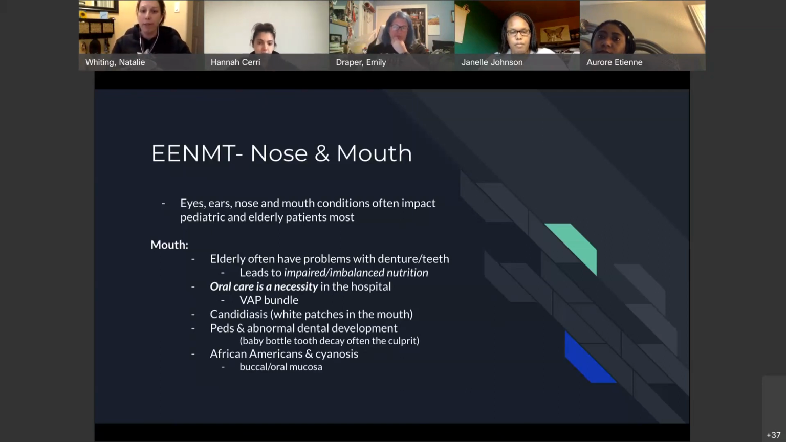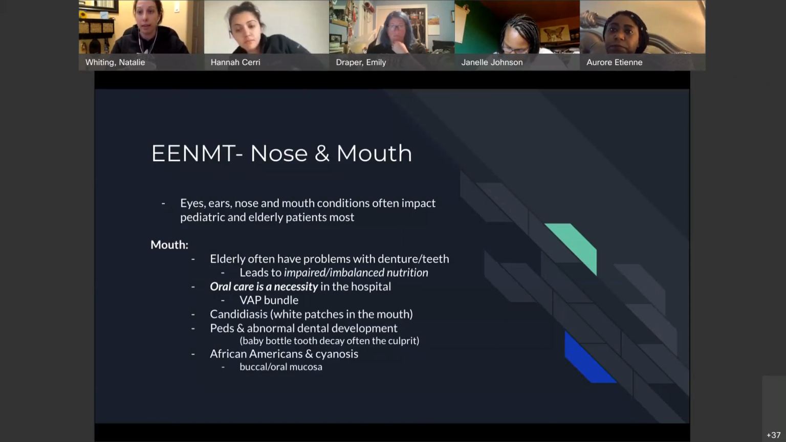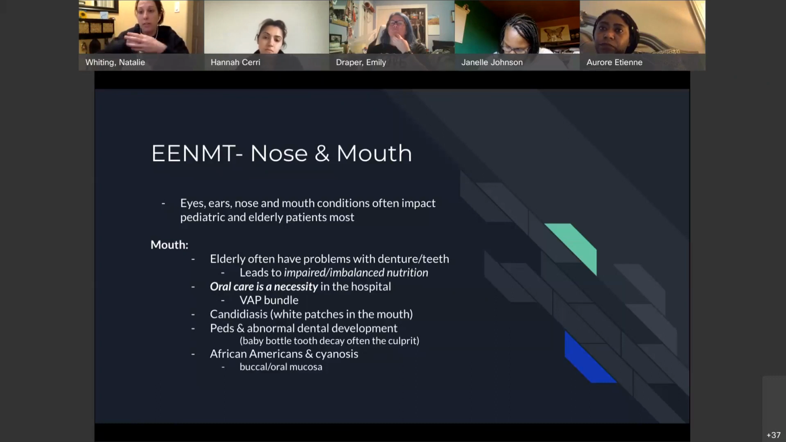Okay, so African Americans and cyanosis. It's really difficult to see if an African American patient is cyanotic because of the pigmentation of their skin. For someone like me who's really light, you'll be able to see easily if I turn blue, but it's not as easy to see on a darker skinned patient. So the best way to look at that is the oral and buccal mucosa. The buccal mucosa is the lips, and then oral mucosa. If you see signs of cyanosis in there, then you need to get them help.